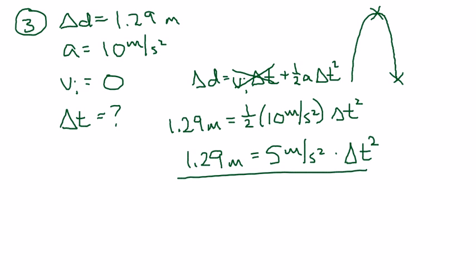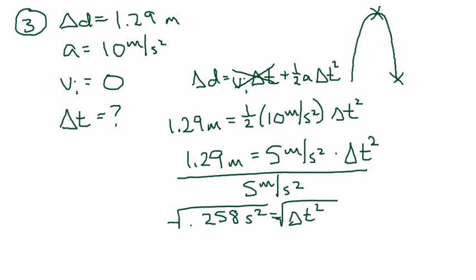Now we'll divide by 5, which will leave us with 0.258 seconds squared equals delta T squared, and now we will square root. And that leaves us with 0.508 seconds equals delta T.